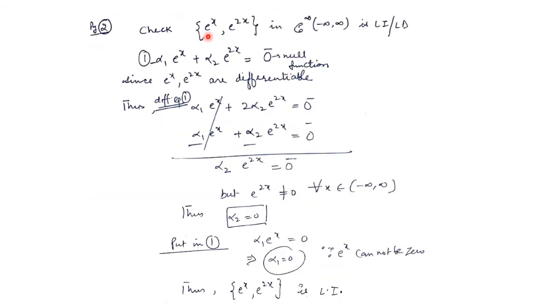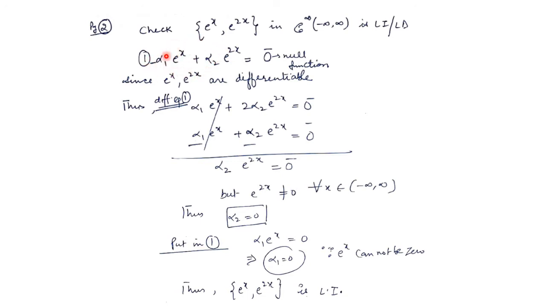Let's suppose we are having a set e to the power x and e to the power 2x in this space. This space denotes the space of all continuous functions whose all higher order derivatives exist. They are defined on the interval minus infinity to infinity. Check whether this set is LI or LD. We take the linear combination of these two, equate it to be the null function. Okay, we are having two unknowns, but the equation is 1. So we cannot find out the value of alpha 1 and alpha 2, right? So we need two equations.